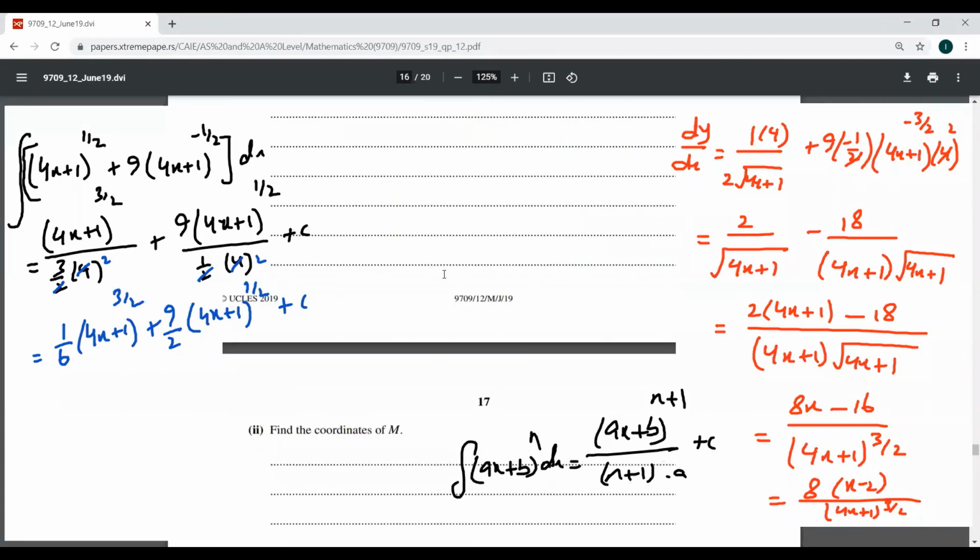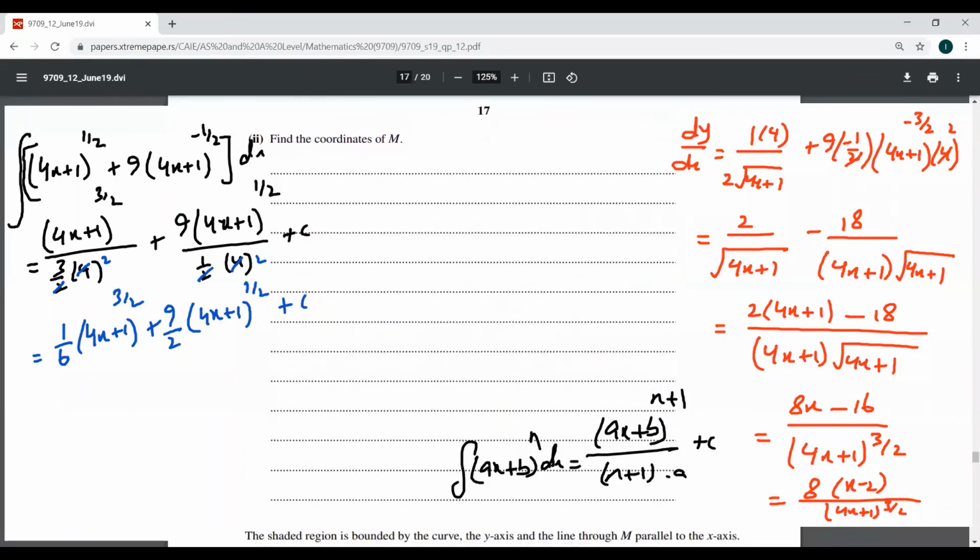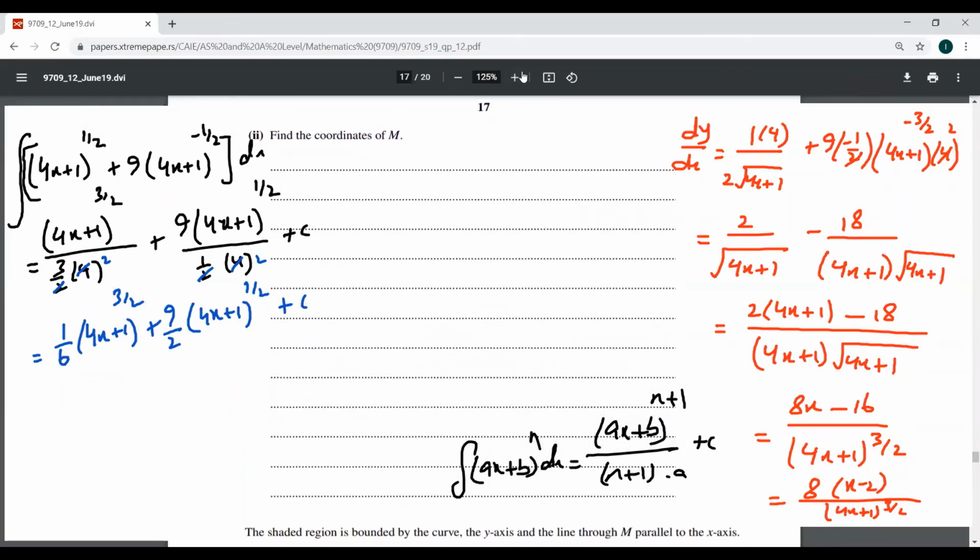Okay, it says find the coordinates of M. For that, we'll just be needing to put dy by dx equal to 0. So I'm going to work it out here. Let me use a different color, maybe green. Okay, this is my dy by dx. I have done all that simplification.